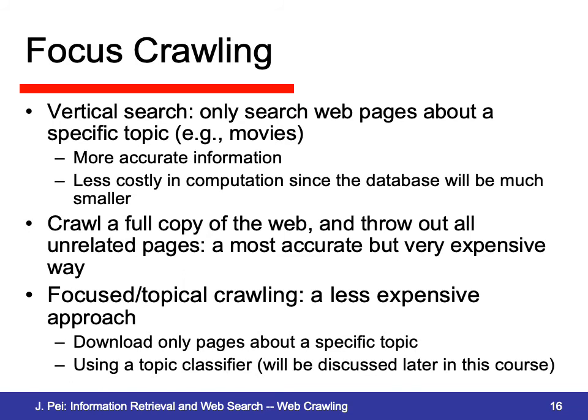Remember, we talked about vertical search. Vertical search engines only search web pages about a specific topic, such as movies.